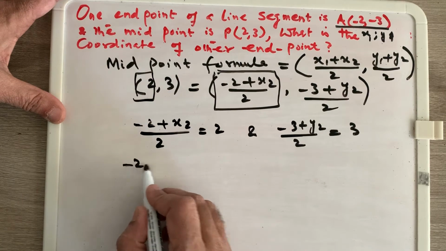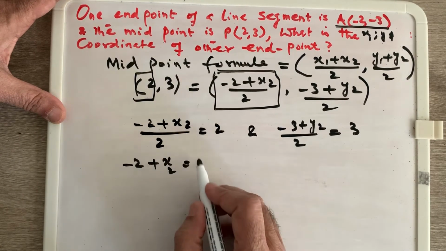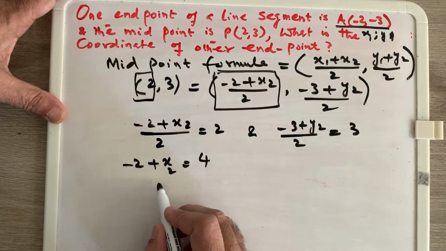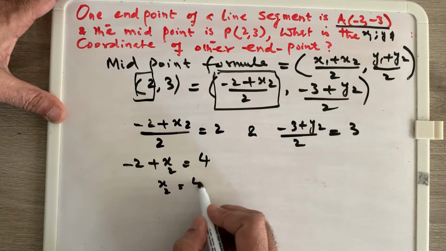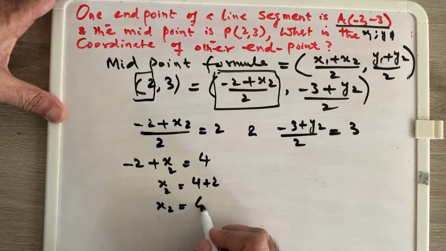So I have to solve this. I will say -2 plus x2, and 2 I will take to the other side. It will multiply because here it is dividing, so it will make it 4. So x2 is equal to 4 plus 2, and then x2 is equal to 6.